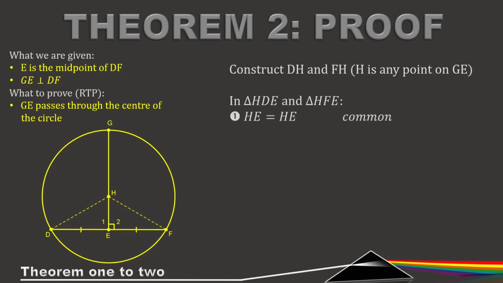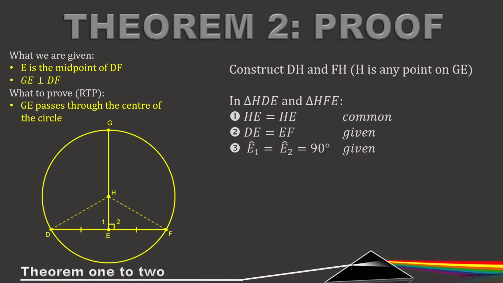So HE is equal to HE, that's the common line lying between the two triangles that belongs to both triangles. Then the second thing that's equal is DE and EF, and that's obviously given over here. This is equal to this because that was one of the conditions of this line, that it has to cut DF in half. And the other condition obviously was that angle E1 is equal to angle E2 is equal to 90. That was also given as one of the conditions.